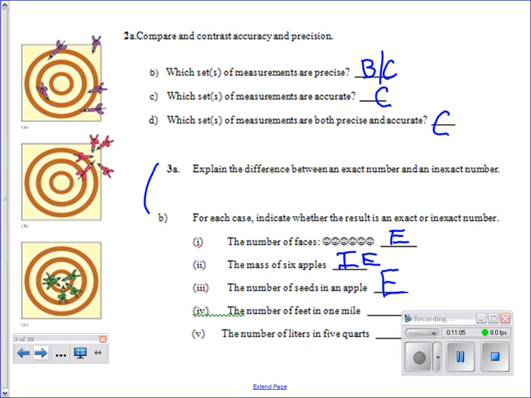Who said inexact? Anytime you count orange shoes, they're not as bright as yesterday's. Yeah, I figured as much.